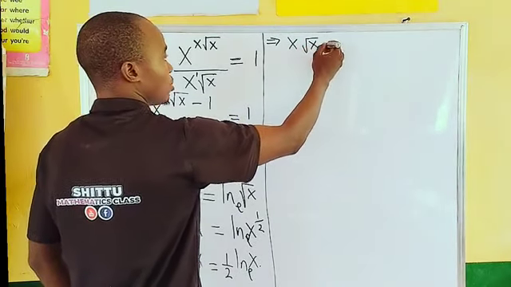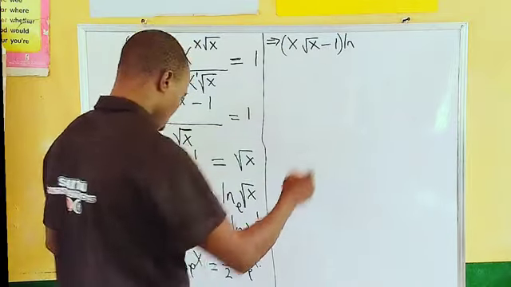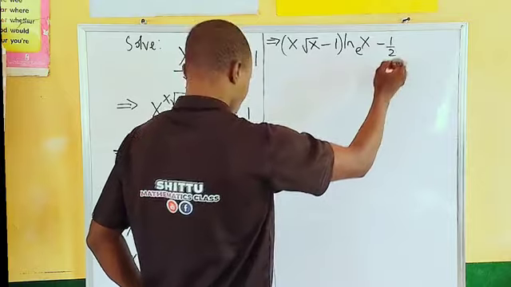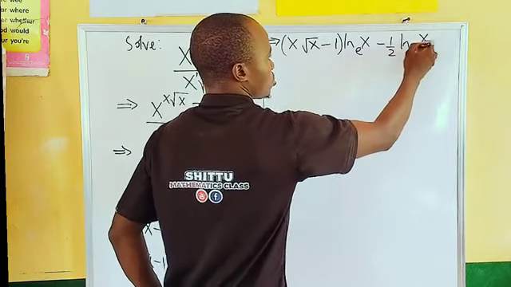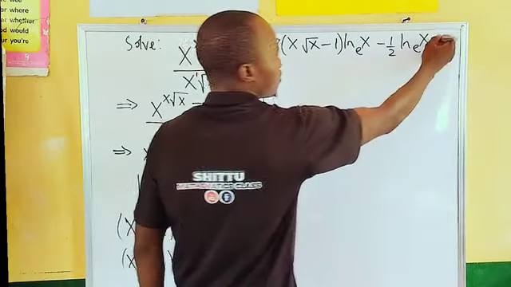Root x minus 1, okay. Then ln x to base e, then minus 1 over 2 ln x to base e. Are you following? So now from here, what's the next thing to do? Then we have equals to 0.